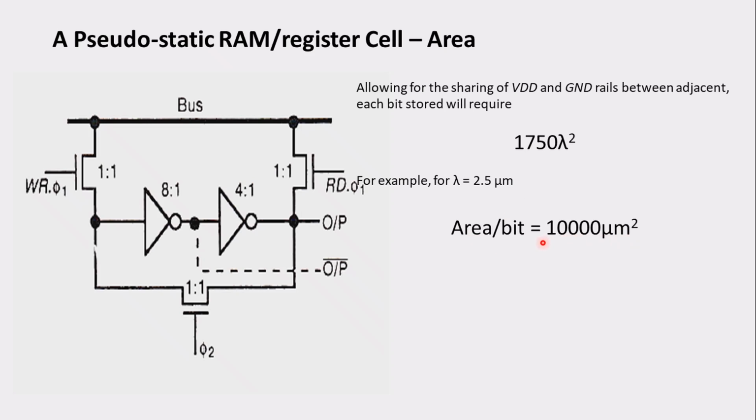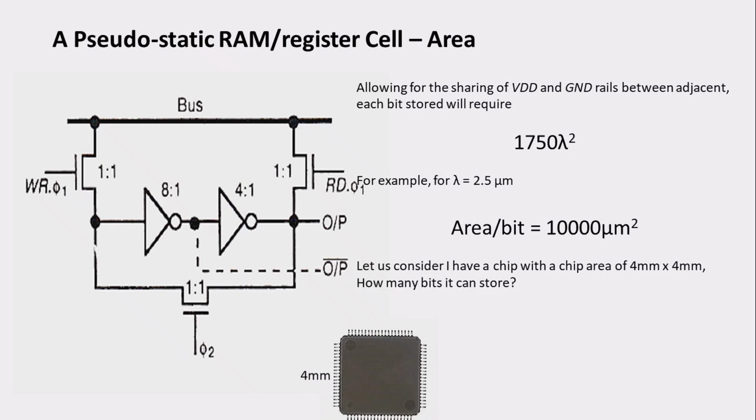So this particular value is meant for what? It is going to store only one bit. This is the area required to store one bit. So as we know, let us consider we have a chip area of 4 mm by 4 mm. So how many bits can be stored in this particular chip?